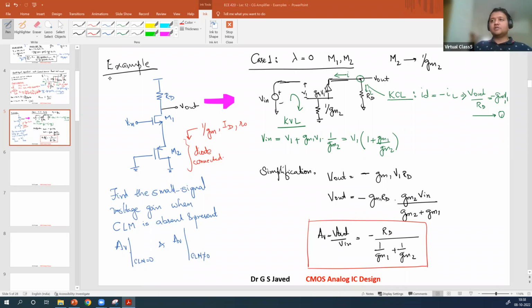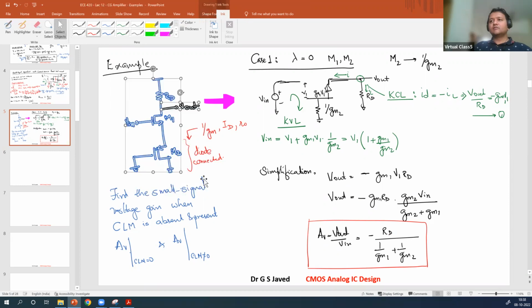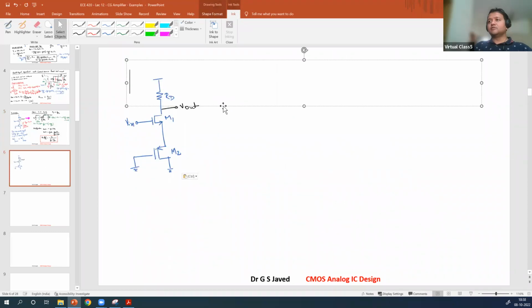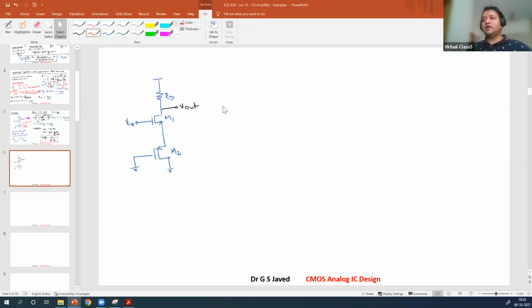Now, what happens when I do the next one? We will work on case 2. What is case 2? Only one device has channel length modulation, the other device doesn't have channel length modulation. So that is case 2. Now we are going to the more practical scenarios. Lambda is 0 for M1. Lambda is non-zero for M2.